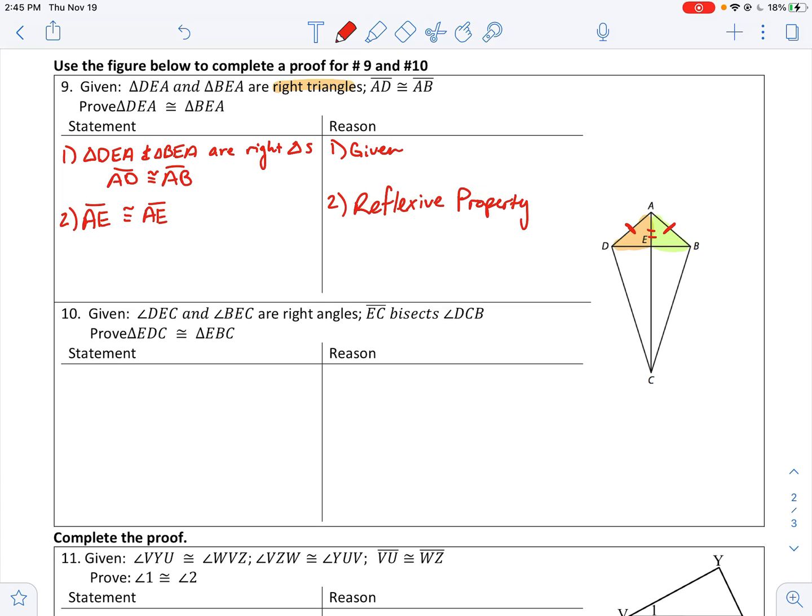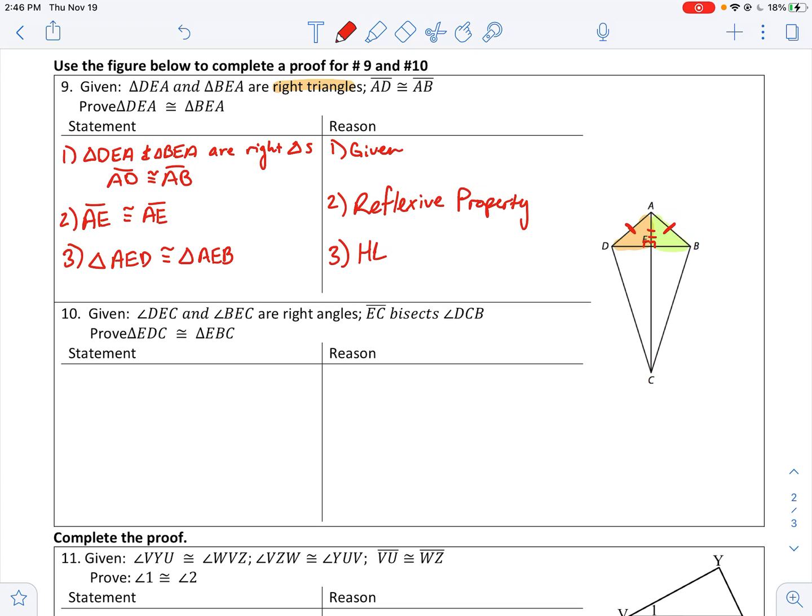And then finally, I've got right triangles. So what do I got here? I got right angles, right angles. This looks like I have triangle congruence. AED, AEB by hypotenuse leg.